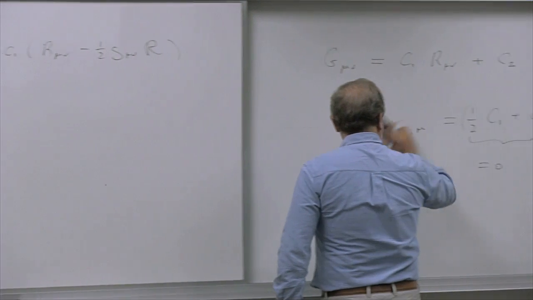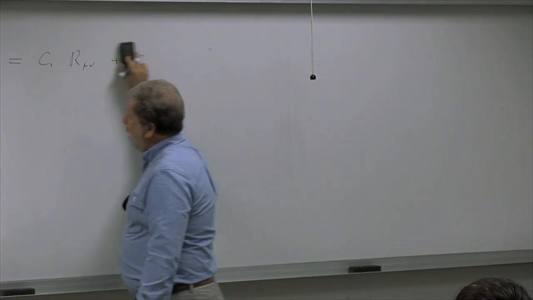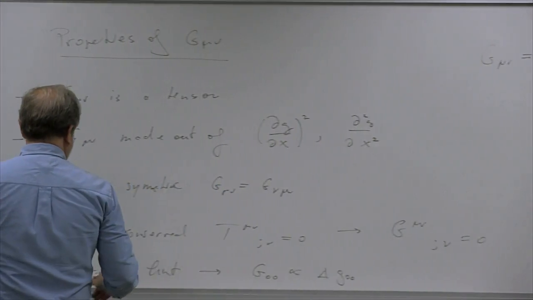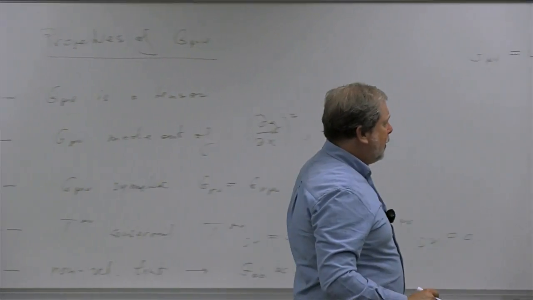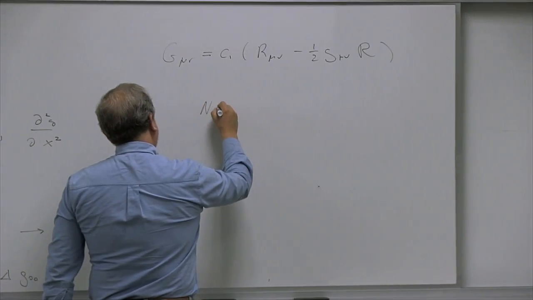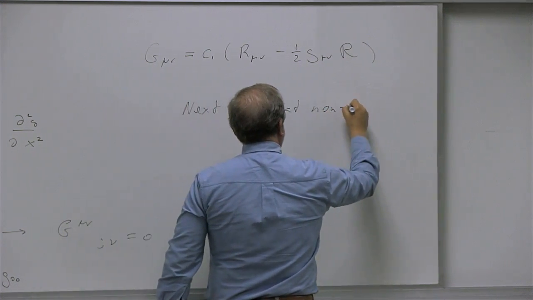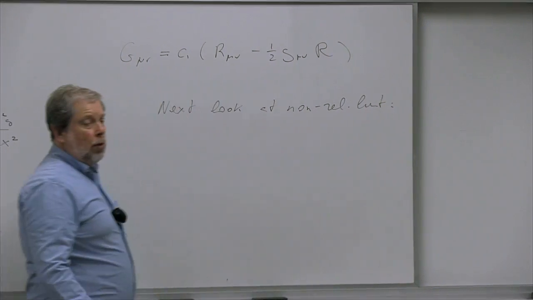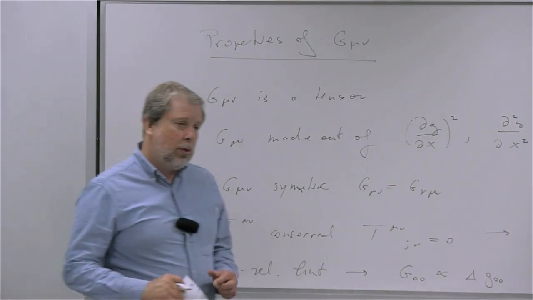So now the hard work starts, because the next step is to look at the last item we have on this list, which is the non-relativistic limit, right? So next look at the non-relativistic limit, right? So non-relativistic limit means that we are going to look at basically two sorts of approximation.